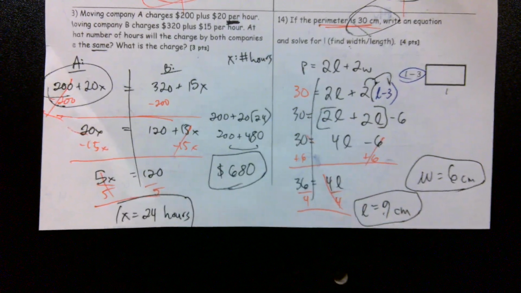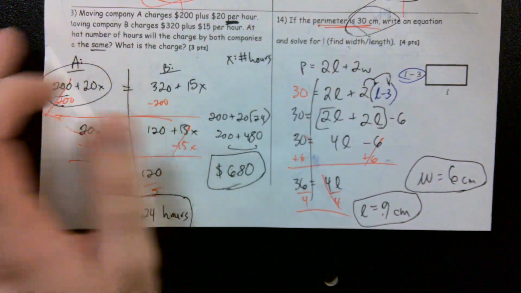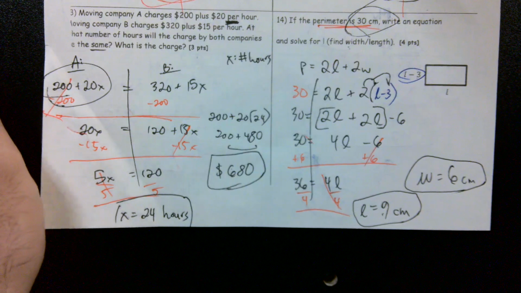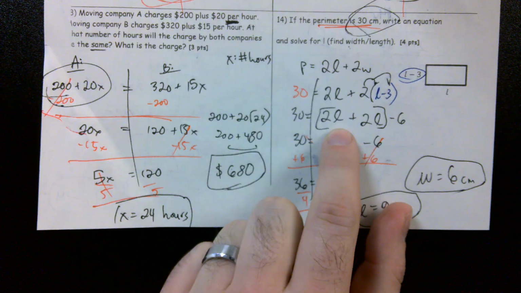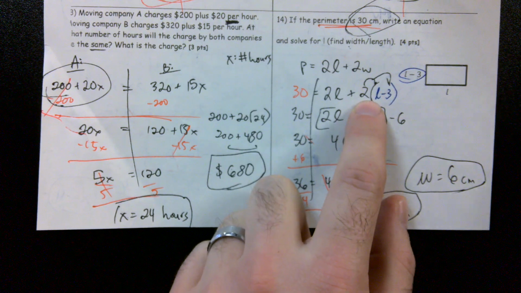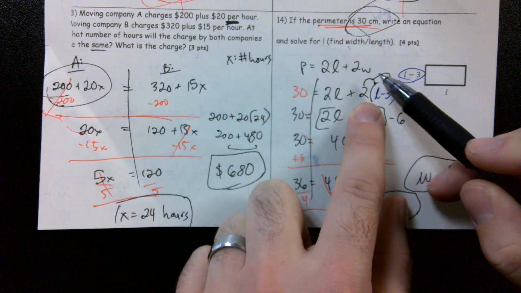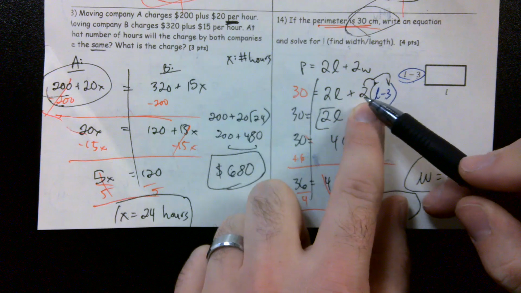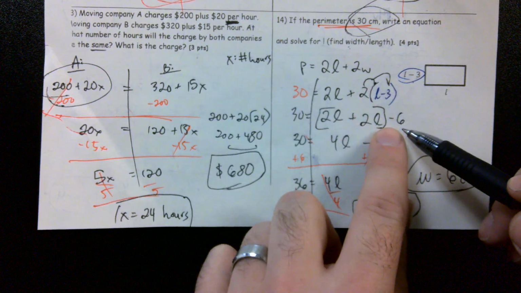Any final questions we could answer on the practice test? Yeah, Tyler. On the second line, for 30 equals 2L plus 2L minus 3, how did you change that back to 2L? We distributed the 2. So we plugged in this expression for W, and then we distributed the 2 to the L and the 2 to the negative 3.